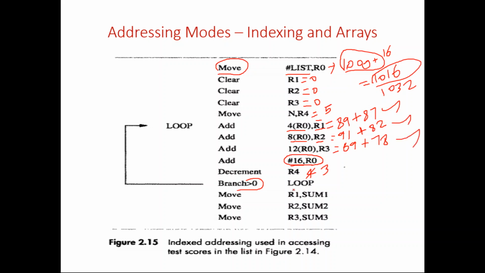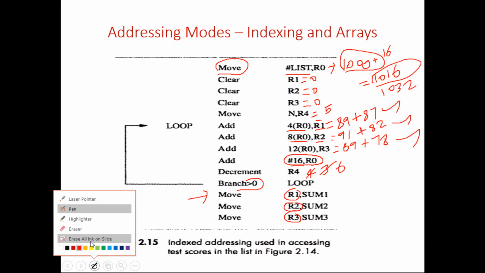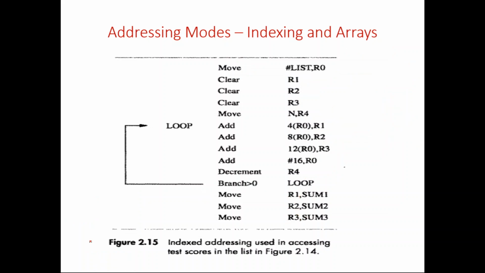Finally, when R4 becomes 0, the loop will not go back; rather, the following statements will execute. The sum of test 1 is moved to sum1, the sum of test 2 is moved to sum2, and the sum of test 3 is moved to sum3. So this is how this particular concept works, right?